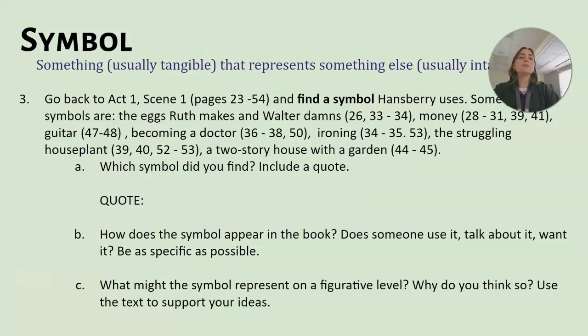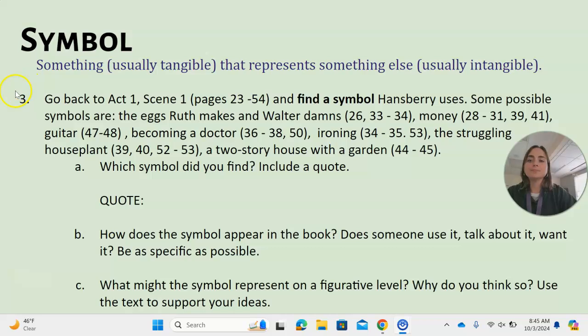In your packet now, for question number 6, your last question, I want you to choose one of those symbols. And you're actually going to go back into the play, open up your book, and go back to the pages that are connected to your symbol. So if you choose the eggs as your symbol, you're going to go to page 26, and then 33 and 34, and look at the quotes that talk about the symbol of the eggs. How does the symbol appear in the book? Does someone use it, talk about it, want it? Be as specific as you can.